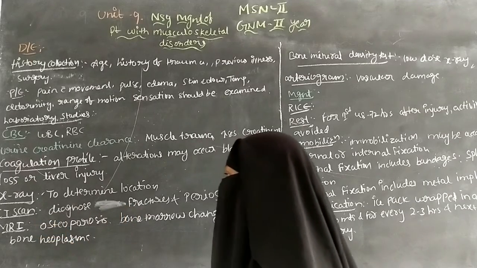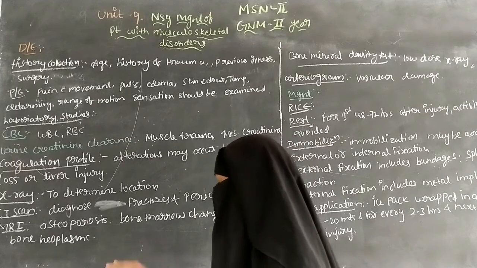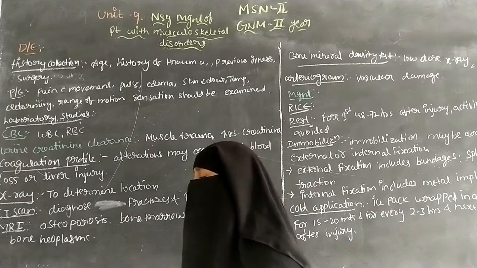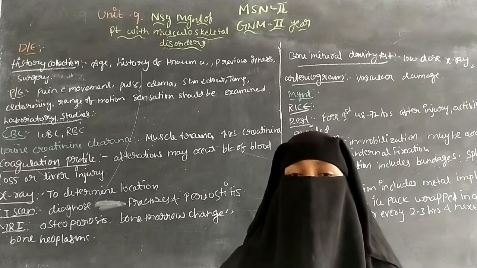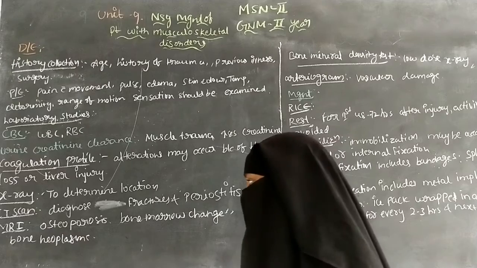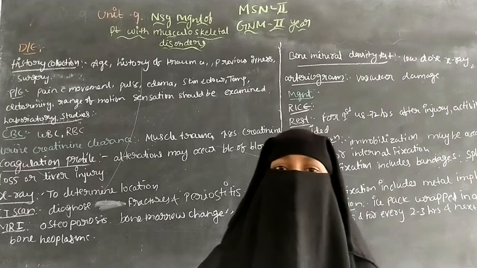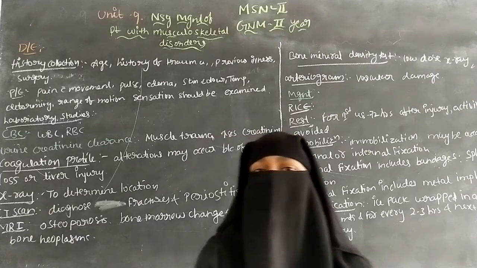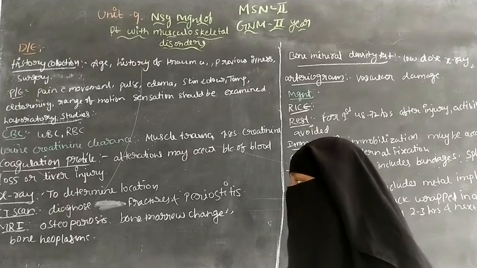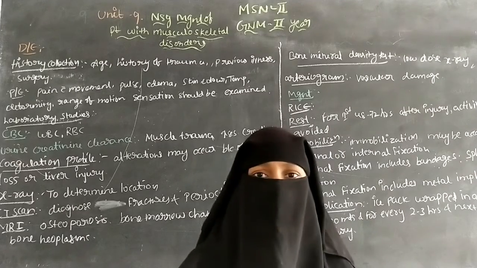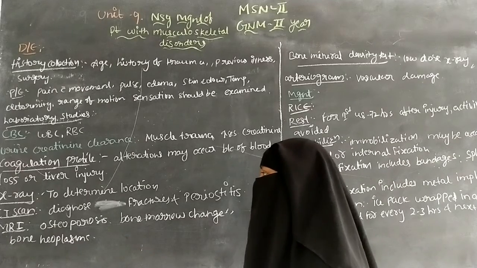And the next one is MRI scan, magnetic resonance imaging. It can be used to diagnose osteoporosis, in which the bones become weak and easy to break. There are bone marrow changes, and any changes in the bone marrow can be identified by the MRI scan. Next one is bone neoplasm. Any cancer of the bone can be identified by the MRI scan.